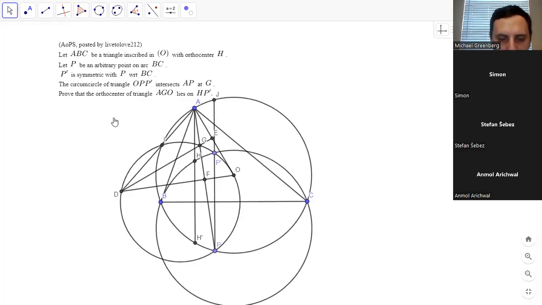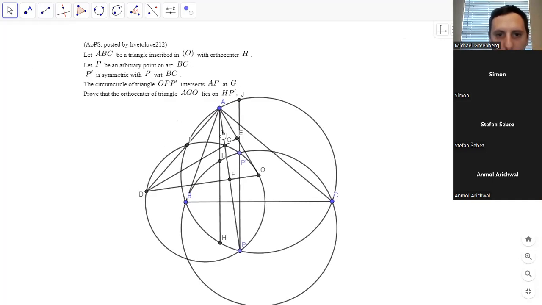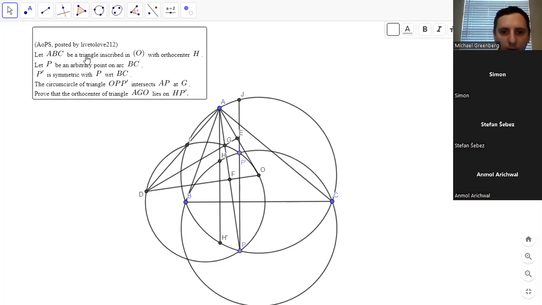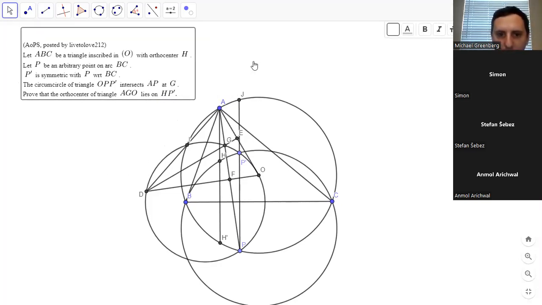So we know that this is a parallelogram because basically A H prime P J is an isosceles trapezoid, and H prime P prime P is an isosceles trapezoid, which means that that is a parallelogram.